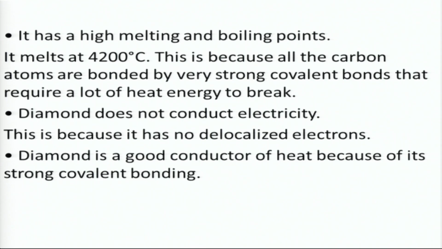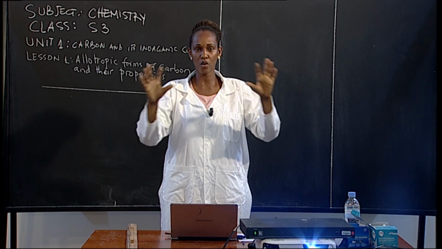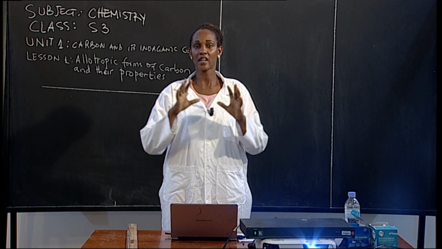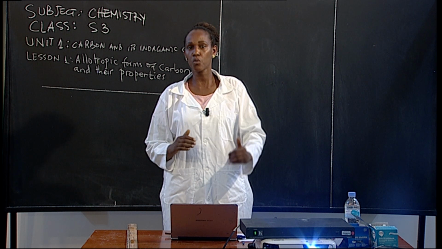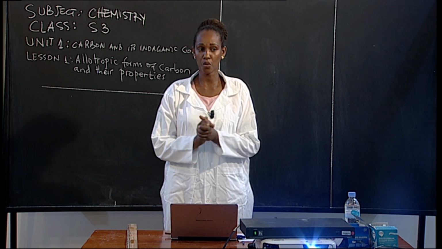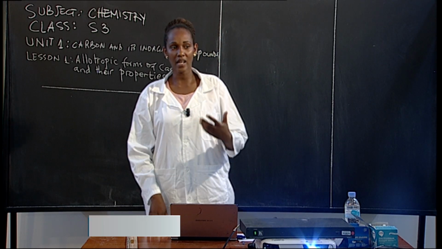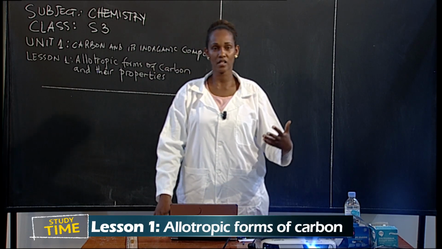Another thing is that diamond is a good conductor of heat because of its strong covalent bonding. We have said that diamond has all 4 carbons bonded, and it is the hardest substance. So it is a good conductor of heat because of this strong covalent bond. All right? So we are done with the physical properties of diamond.